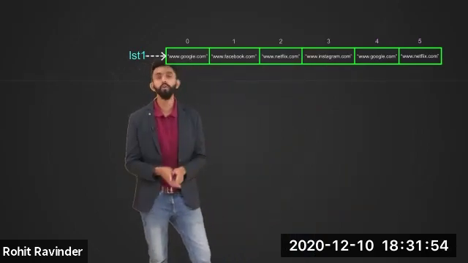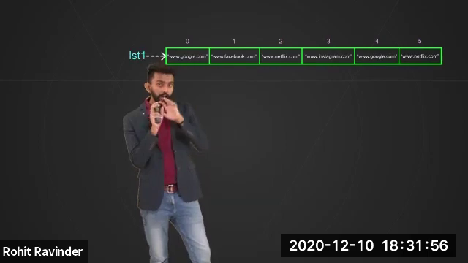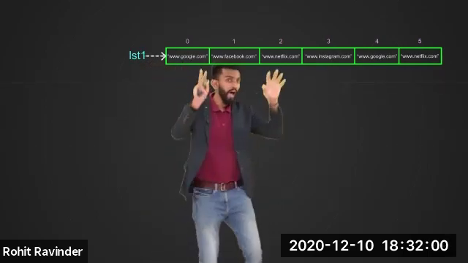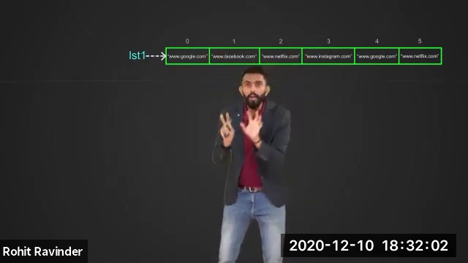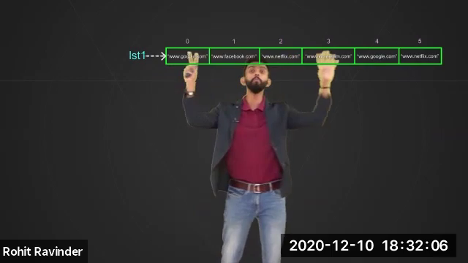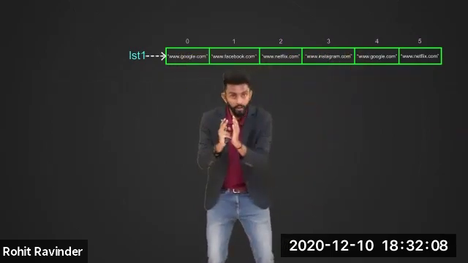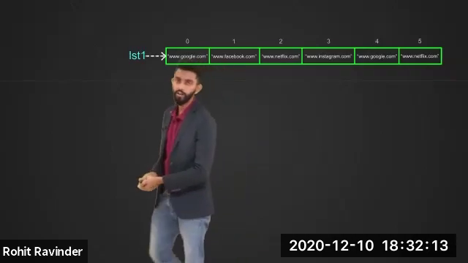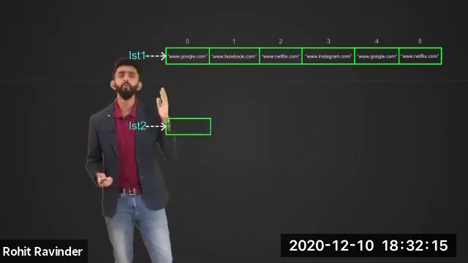So what to do, you might ask. What I want to do is create another list. And this list should have only the unique elements of my list 1. In other words, it should have the duplicates removed from list 1 and only what is unique should be there in the new list which I'm creating. How are we going to do this? Very, very simple.